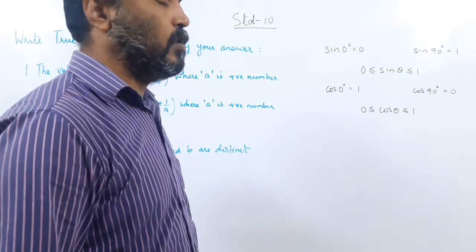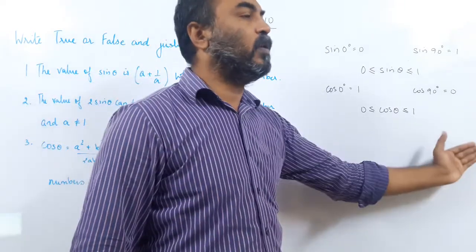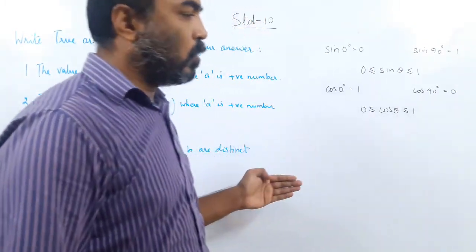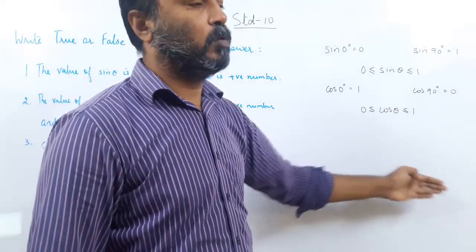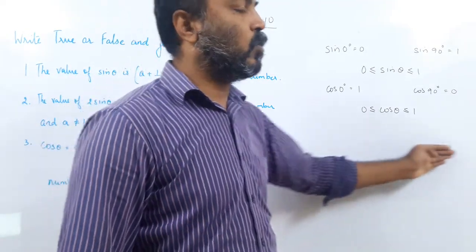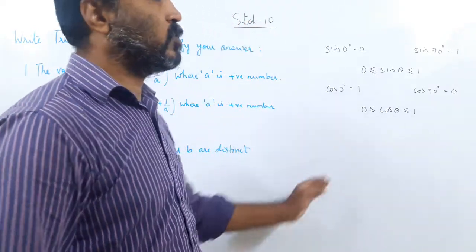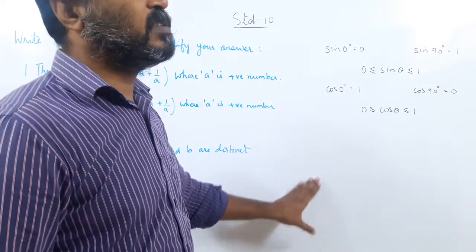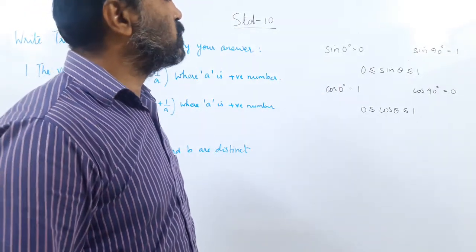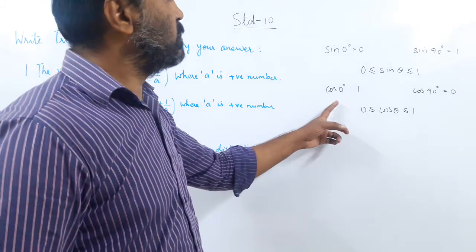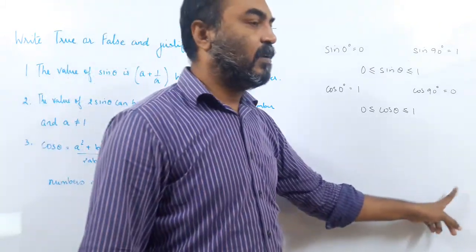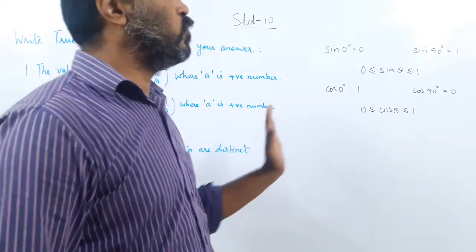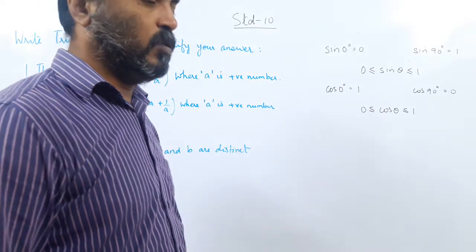Now what about tan? Tan goes from 0 to infinity. Tan 0 is 0, tan 90 is infinity. And cot goes from infinity to 0. Cot 0 is infinity and cot 90 is 0. So it is going from infinity to 0. Even sec and cosec: sec 0 is 1 and sec 90 is infinity. So the rest of them are going from infinity to 0 or 0 to infinity, which means they can take any large value.